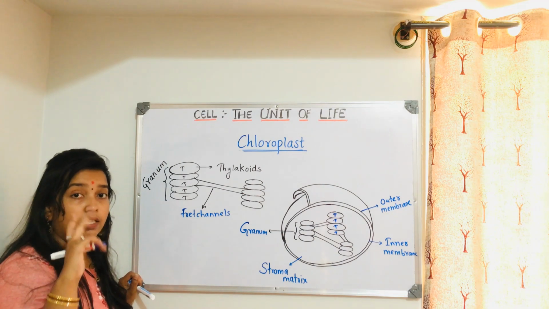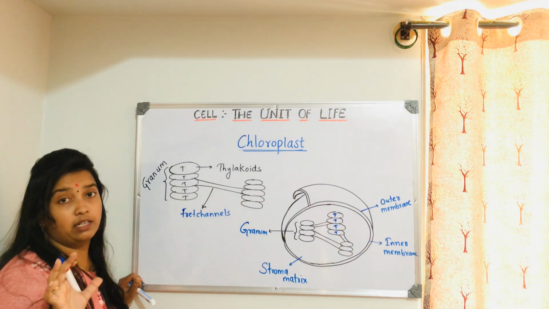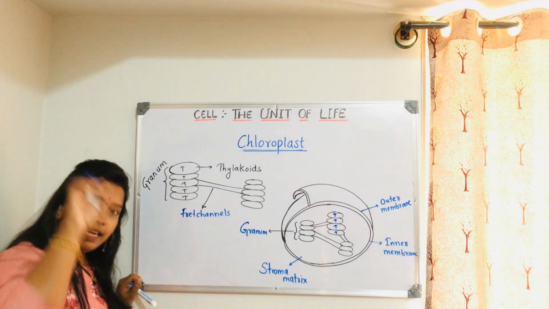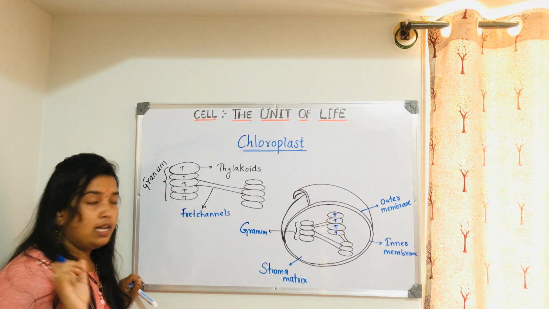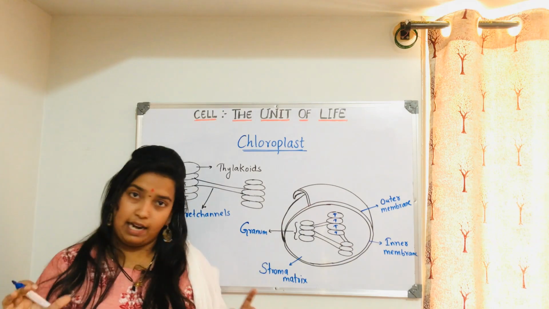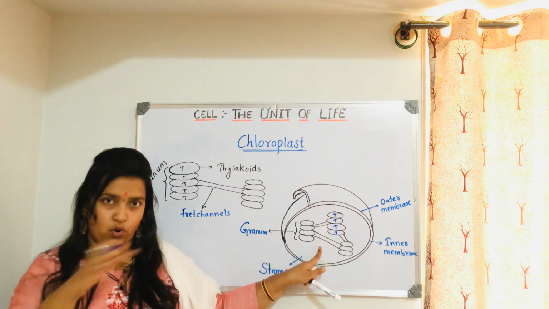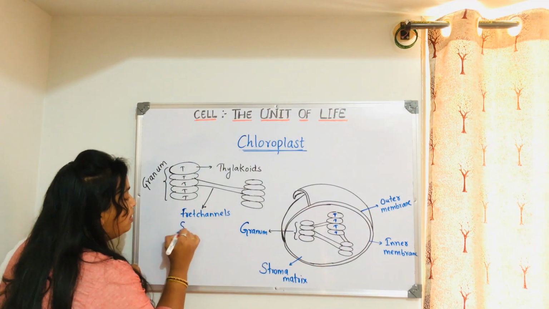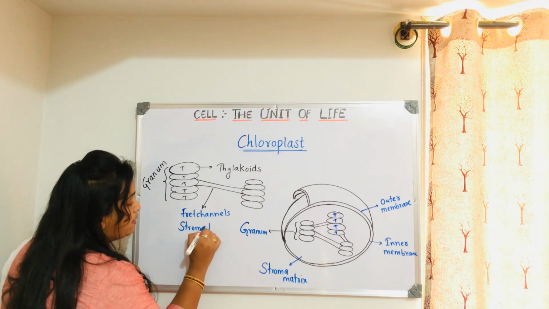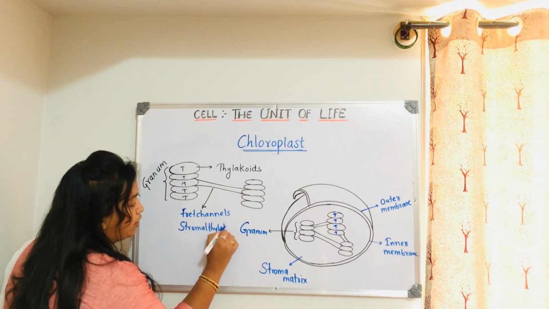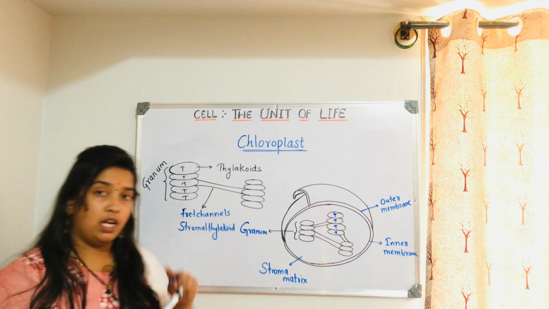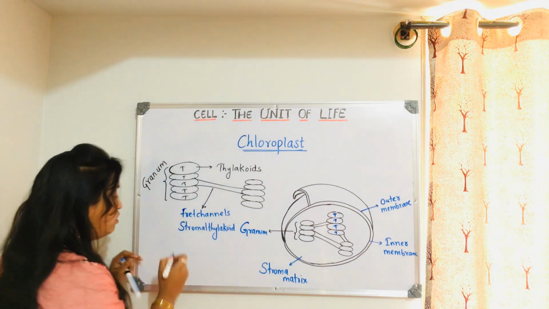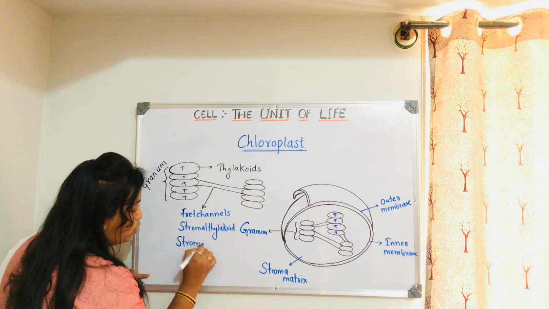This is one name. The other name is, even these are thylakoids only. What is the difference? The thylakoids present in grana are called granal thylakoids. And these thylakoids are joining two different grana, and they are freely embedded in the stroma, and we call them stromal thylakoids. Is it clear? Two names: one is fret channel, the other is stromal thylakoid. There is one more name. In textbooks they have given stromal lamellae also.